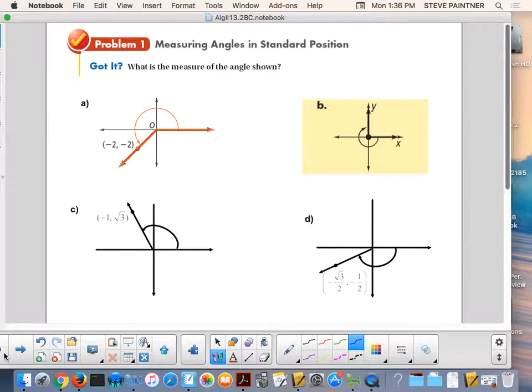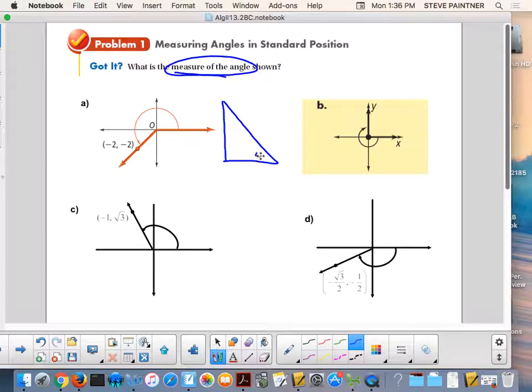This is page 2 of 13.2. You are supposed to do the same thing, except this time, they drew the angle for you. And you're supposed to look at it and say, oh, that is 120 degrees. Okay? So find the measure of the angle. But here's the thing. They actually told you that the terminal side went through this point, -2, -2. And now you've got to start thinking back to your special triangles.